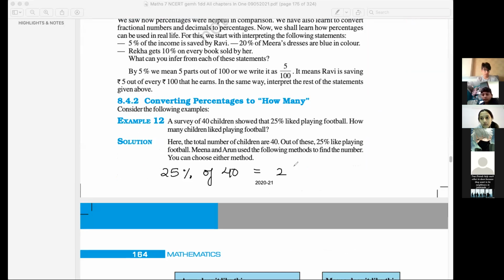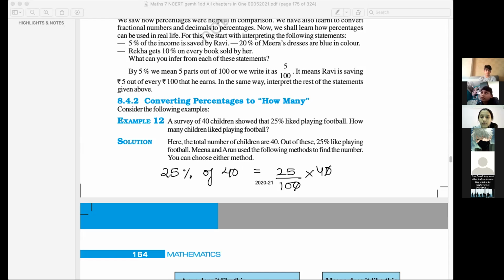Okay, so that is 25 upon 100 into 40. Ma'am, percentage will always be in 100 only. Yes, cent means 100. Out of 40, total students are 40, but we have got a percentage, which means out of 100 is 25.